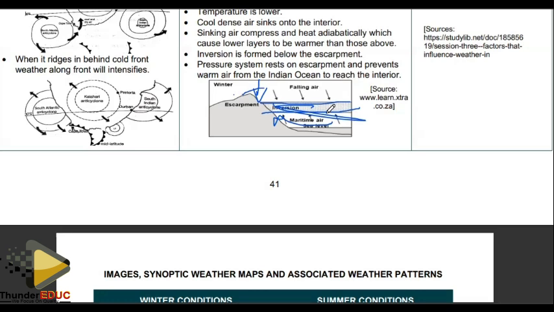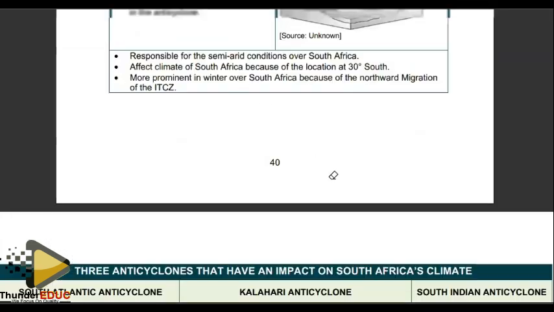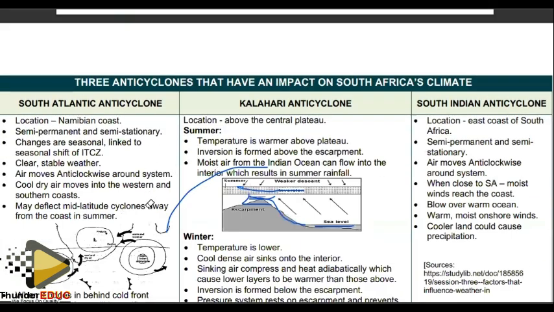And what kind of weather conditions do we experience over the interior? We have moist conditions, we have rainfall, we have unstable conditions. And when it's like this one, the inversion layer is lower, is below the escarpment, it will create dry conditions and stable conditions over the interior. Warm and moist air is blocked from reaching the interior. That is typical of questions that you get on traveling disturbances associated with summer and winter conditions.